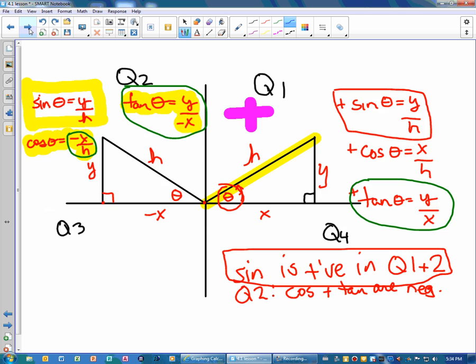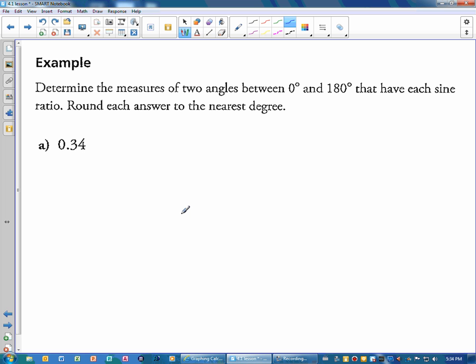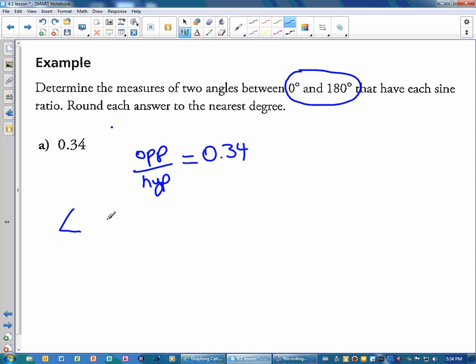So there's only 2 examples in your notes. And the first one says determine the measure of 2 angles between 0 and 180. And here's a big hint. That have each sine ratio and round each answer to the nearest degree. Okay, so the ratio. So we already have opposite over hypotenuse. If they say this is the sine ratio, we've divided the opposite by the hypotenuse and got 0.34. So the way that you get the angle is you ask your calculator, hey, I have the ratio, what angle gives me that?